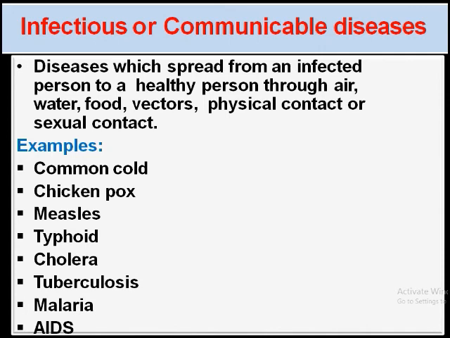Now, infectious or communicable disease. Disease which spreads from an infected person to a healthy person through air, water, food, vector, physical contact or sexual contact. Examples: common cold, chickenpox, measles, typhoid, cholera, tuberculosis, malaria, AIDS, and nowadays one new disease has come, that is coronavirus. These are what? Infectious or communicable diseases. Coronavirus is nowadays passing through air, and all of these routes can happen in coronavirus.